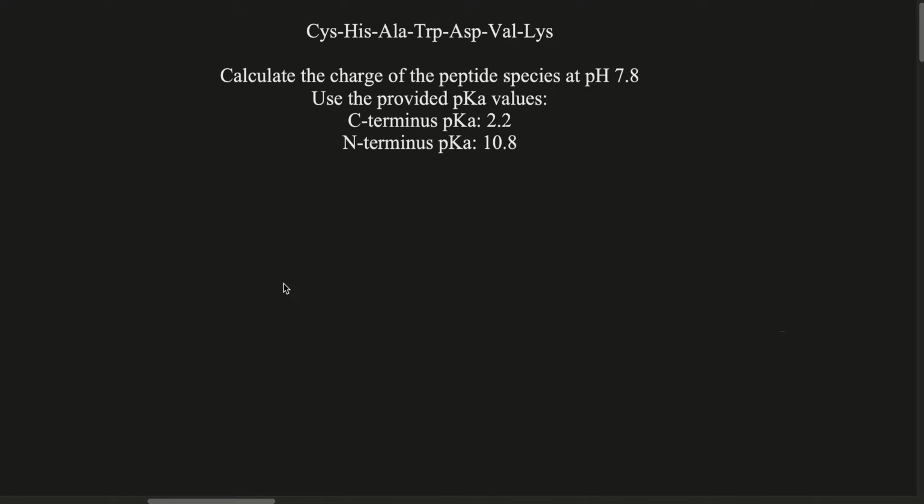So what we're going to do in this problem is find the charge of the peptide species at a certain pH. Before we do that, we need to understand how this is different from finding the charge on an amino acid. In an amino acid, you have an alpha carbon, a carboxyl group, an amino group, and then our R group. And the hydrogen doesn't really contribute anything.